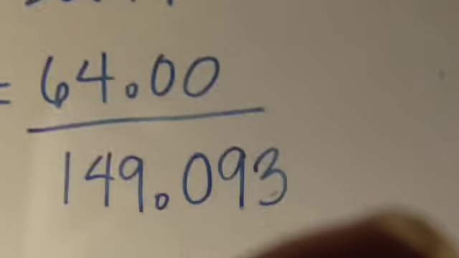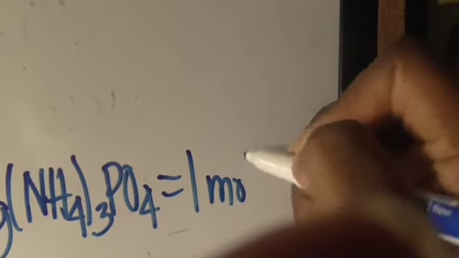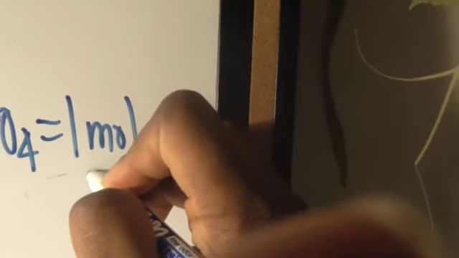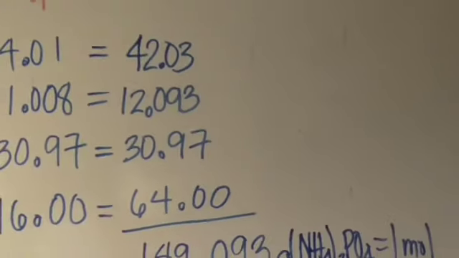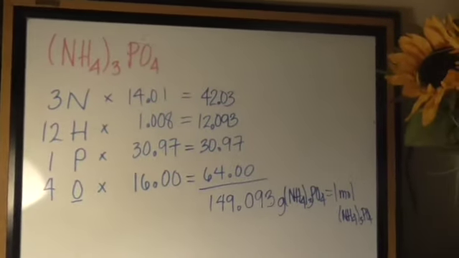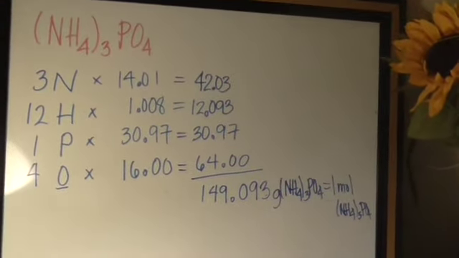So we have blank grams of X, which is this NH4 parentheses 3 PO4, is equal to 1 mole of, and of course I'm running out of room again, so I'll do it a little bit further down, NH4 3 PO4. And so that is how you find your conversion factor for path A, which we call our molar mass.